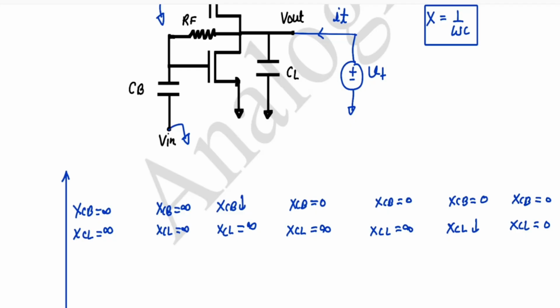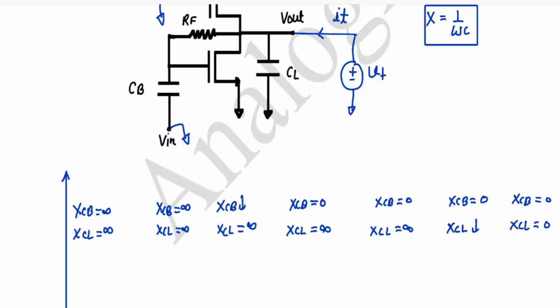For a low frequency range, both capacitances will be open circuit. Now I increase my frequency. Since CB is larger, it will start reducing its reactance. After some frequency range, CB will become completely short, but CL will still remain open. Now after some higher frequency, CL will also start reducing its reactance. Finally, both capacitances will be a short circuit.